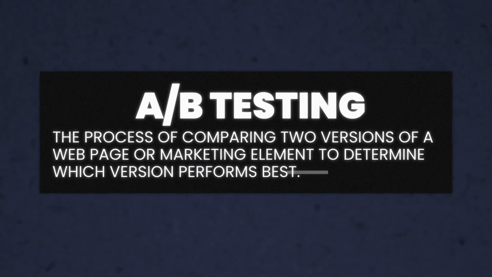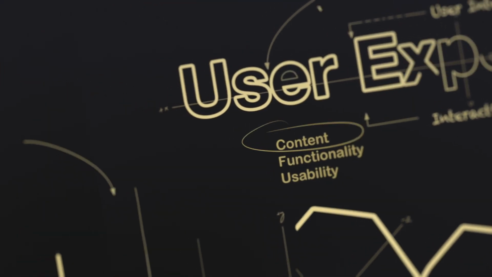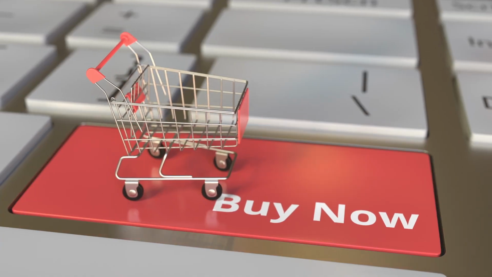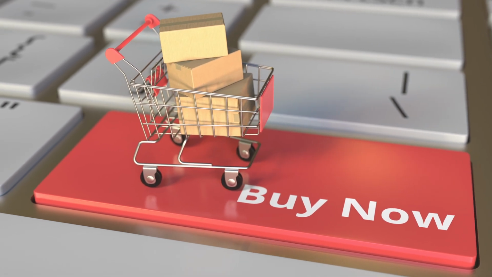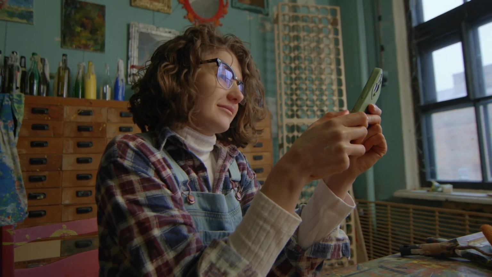A/B testing is the process of comparing 2 versions of a web page or marketing element to determine which version performs best. It's essential in optimizing user experience and driving conversions, making it a key element in growth marketing. There are plenty of real-world examples of successful A/B tested campaigns, whether it's Netflix's change to the preview autoplay feature, which saw a 57% increase in new subscription starts, or Amazon's testing of the color of the buy now button and finding that orange increases the click by 32.5%. Then there's Google, which tested 41 shades of blue to determine the optimum color for links and increased clicks by 1%.